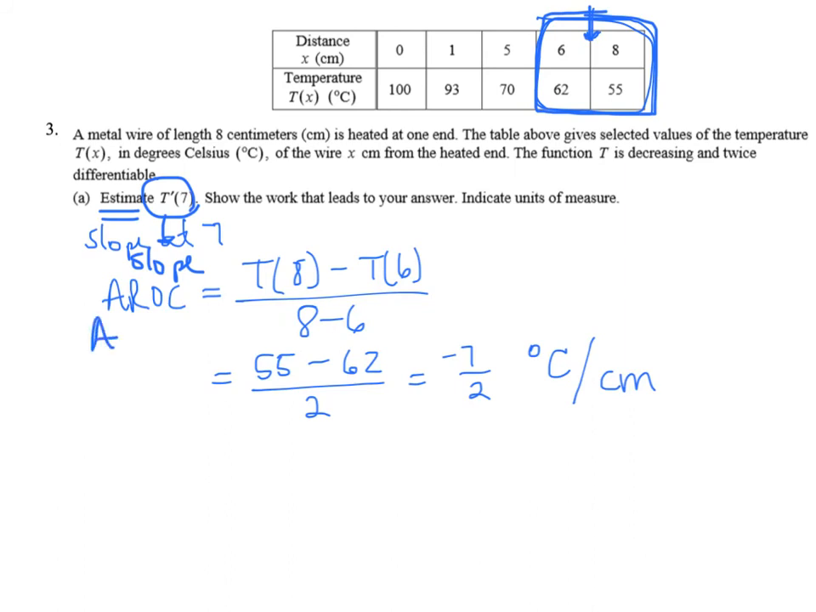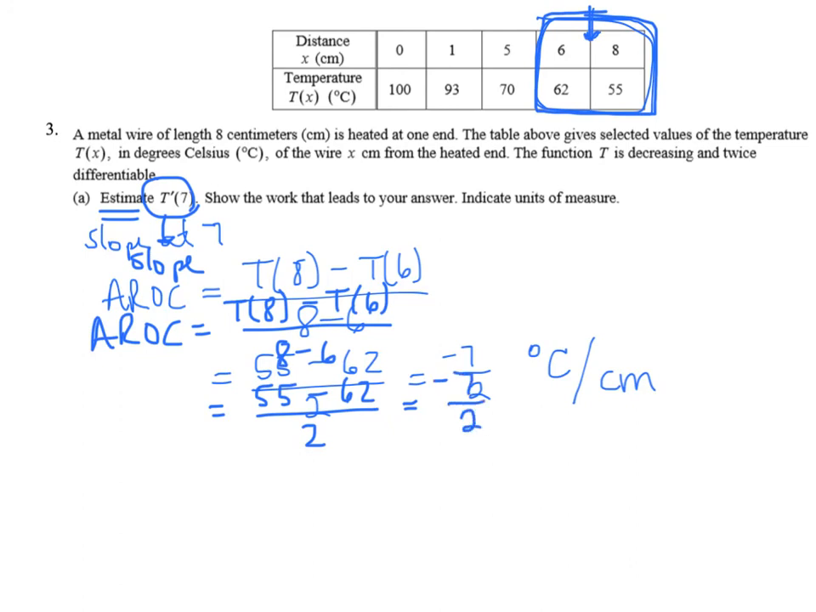All right, so I'm going to go ahead and do the average rate of change formula using my interval of 6 to 8. So it would be T of 8 minus T of 6 over 8 minus 6. T of 8 here is 55. T of 6 is 62, over 2. So that gives us an answer of negative 7 halves.